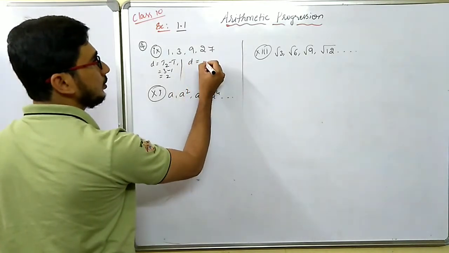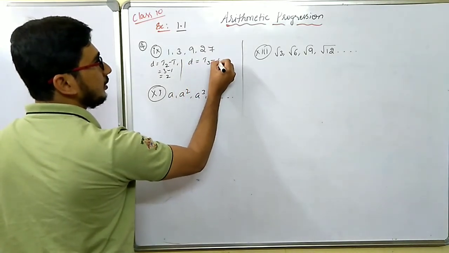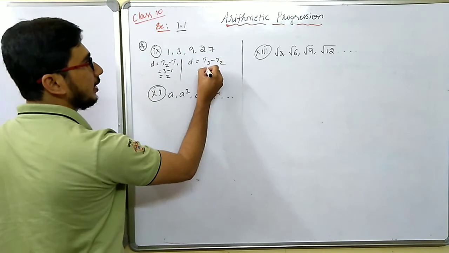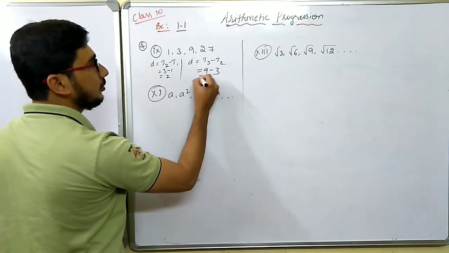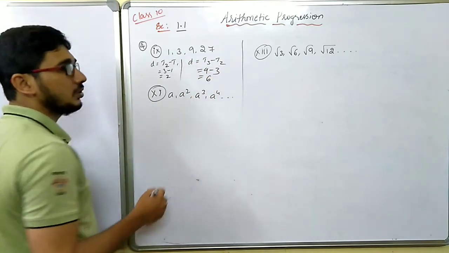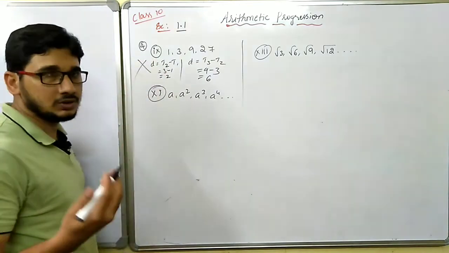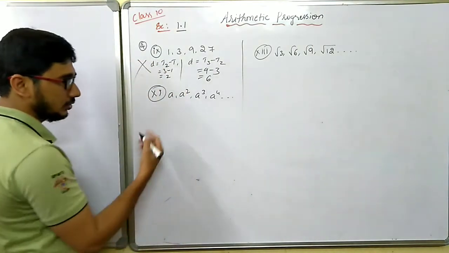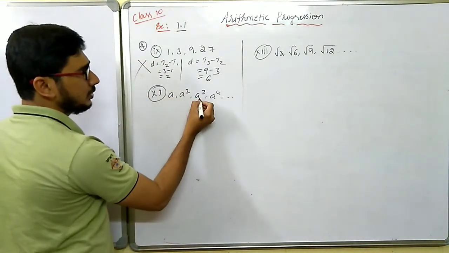Again, D is equal to T3 minus T2. T3 how much? 9. T2 how much? 3. 9 minus 3 how much? 6. So the difference is not the same. This is not in AP. Just write down, this is not in AP. So this one, this is T1, T2, T3, T4.